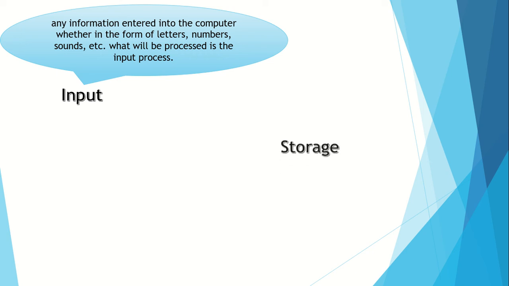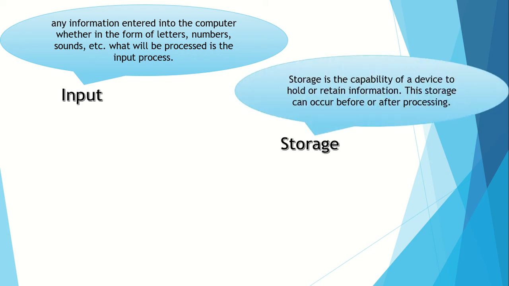Number 2. Storage. Storage is the second function of the computer. Storage is the capability of a device to hold or retain information. The storage can occur before or after processing. For example, instructions put in the computer system can be stored before it is actually processed. Devices that store information are known as storage devices.